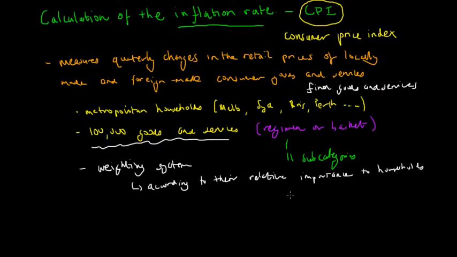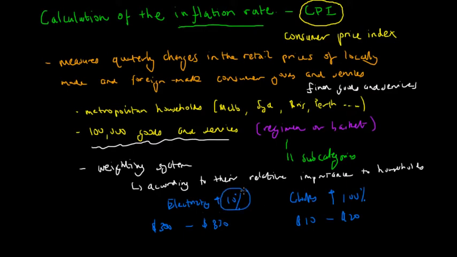So we talked about electricity as being one of the subcategories. If electricity goes up in price by 10%, this will be more heavily weighted than, say, clocks, which go up by 100%. So if a clock were to go up by 100%, say from $10 to $20, but electricity goes up from $300 a month to $330 a month, then this will be weighted more heavily in the calculation of the consumer price index.